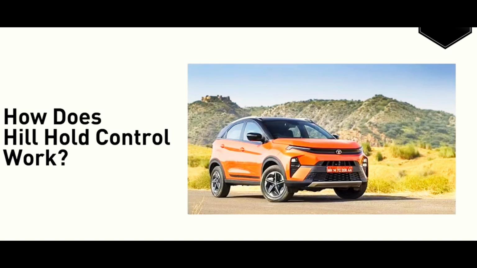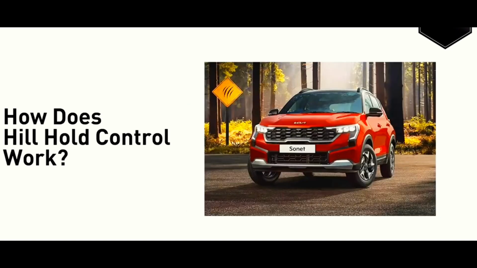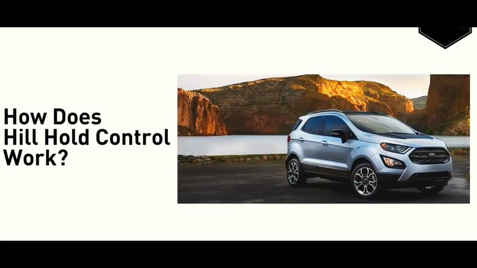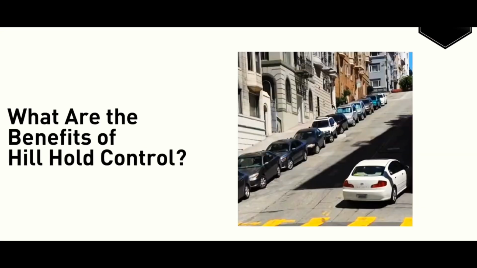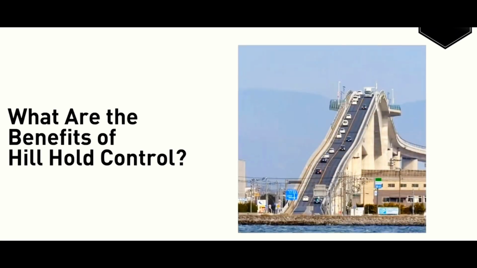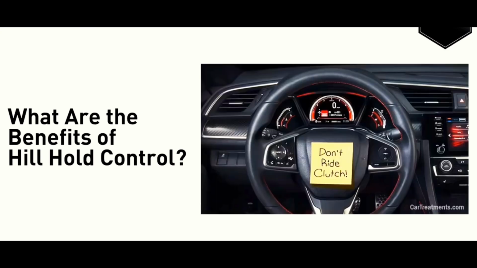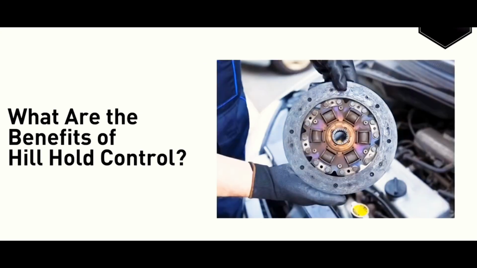Cars like Tata Nexon, Kia Sonet, Maruti Swift, Honda City, and Ford Figo come with this hill hold control feature. Now let's understand the key benefits of the hill hold control feature. First of all, the car will not roll backward when there is an inclination. And secondly, wear and tear of mechanical parts like the handbrake and clutch can be avoided.